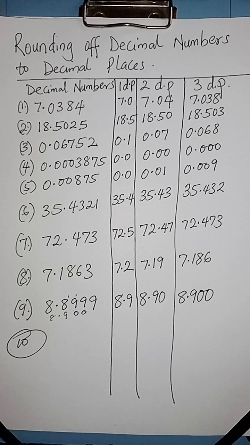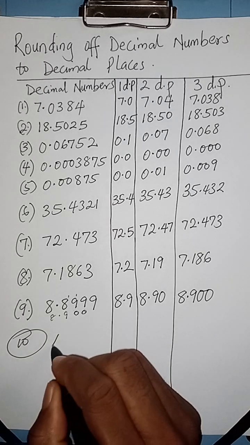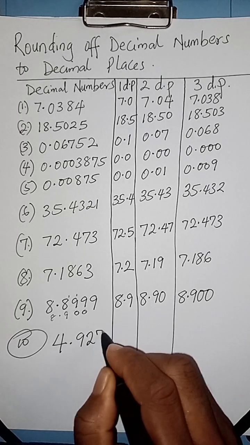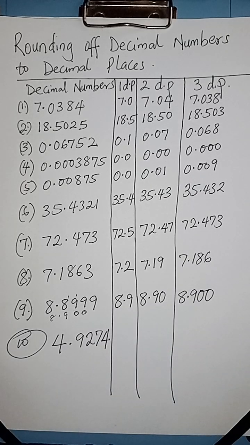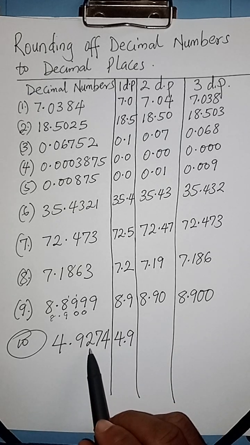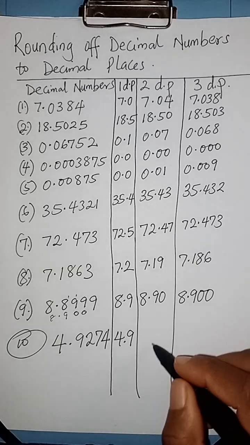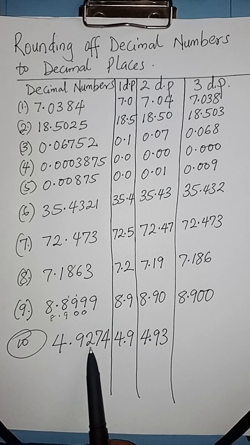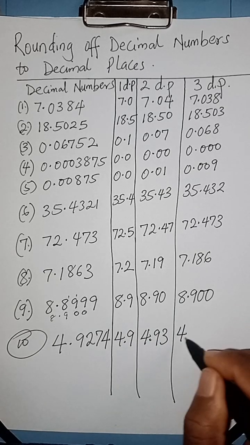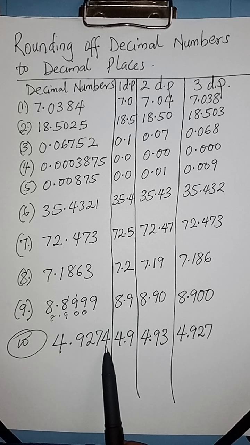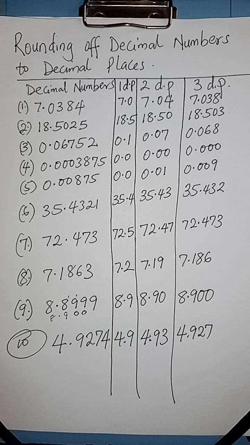Now, this is the last question. With this, I want to believe we'll be able to understand the concept of rounding numbers to decimal places. 4.9274. One decimal place, 4.9. Because after 9, the digit is 2, so you're rounding down. Two decimal places, 4.93. 3 because the digit after 2 is 7, so you round up, add 1 to 2. So 3 decimal places, it is 4.927. 7 because the digit after 7 is 4, and so you round down. Easy peasy.